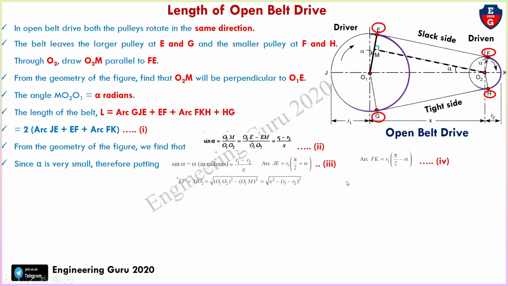Now from Pythagoras we can find this EM value. This is EM. So EM equals MO2.